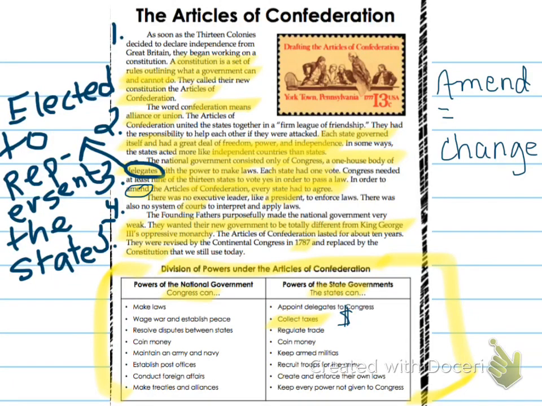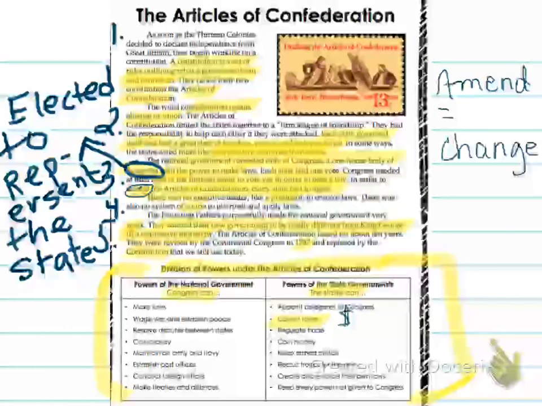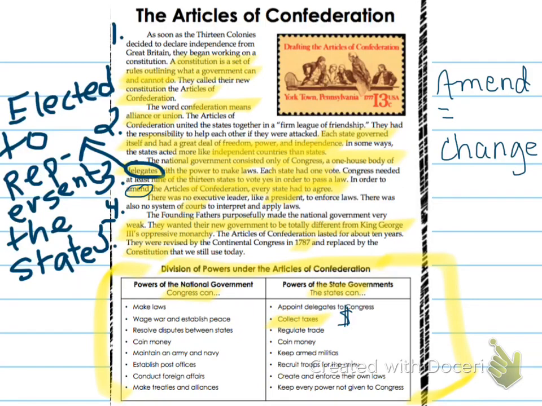Back over on the Congress side, it says they can resolve disputes between states. So let's pretend that Maryland got in a fight with Virginia. Well, Congress can say, okay, Maryland wins, stop fighting, go away. The states, back over on the state side, could regulate trade. They could say who they weren't going to trade with and who they are going to trade with.